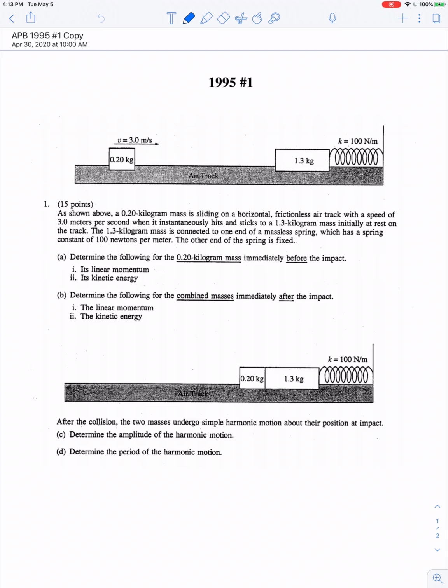Here's a review problem on the subject of simple harmonic motion, and it also combines a little bit of the law of conservation of momentum as well. This is from the AP Physics Level B exam from the year 1995, and this is problem number 1.